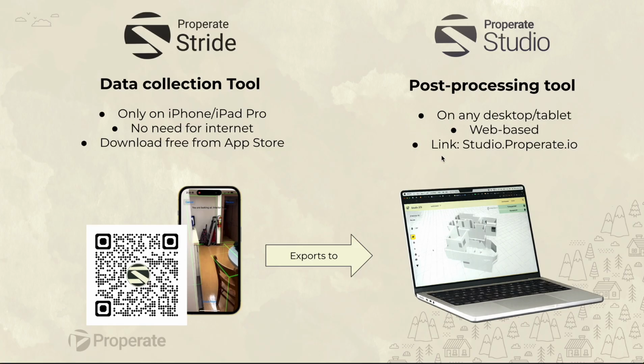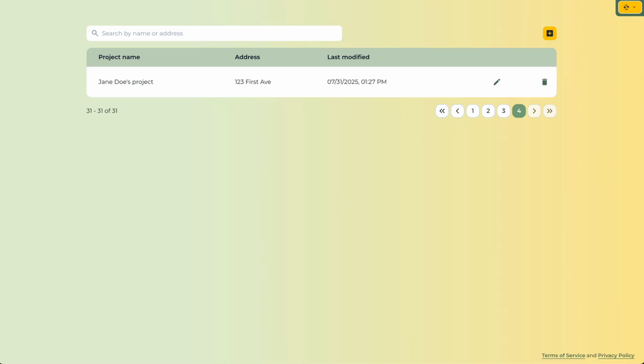The link to access PropRate Studio is studio.proprate.io, and you can log in using the same username and password that you use for Stride. When you do that, on the PropRate Studio page, you will see an interface like this. There is the list of your projects, and there is also an area for you to look into your account setting, change language, add payment info, improve your description of name and address and other user information.